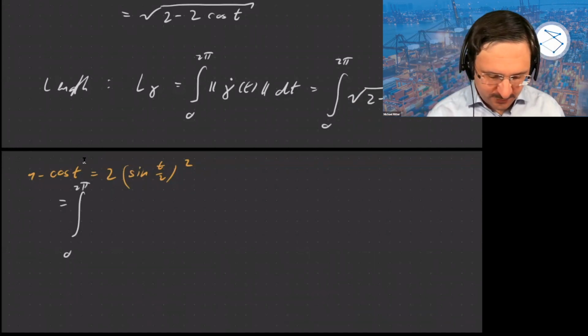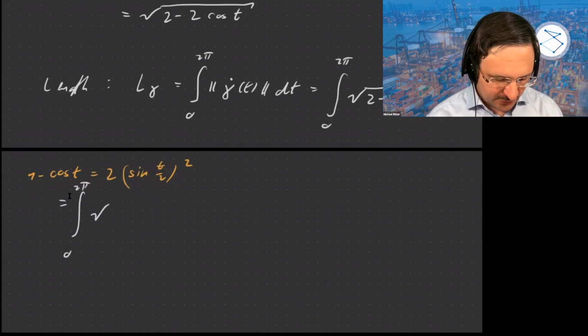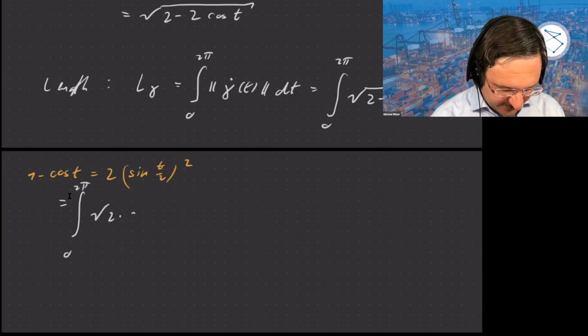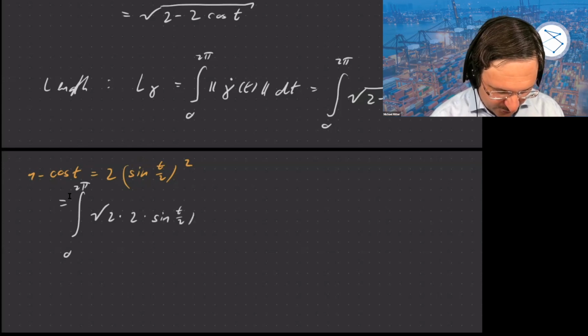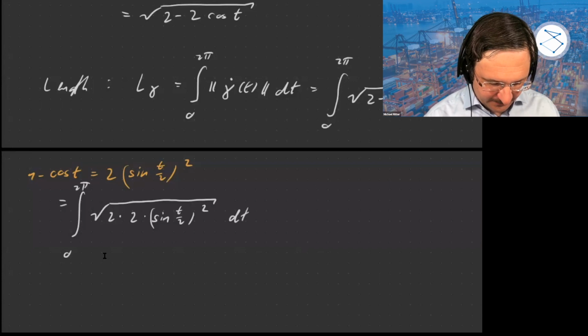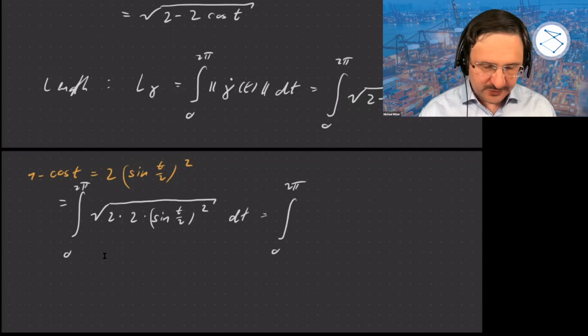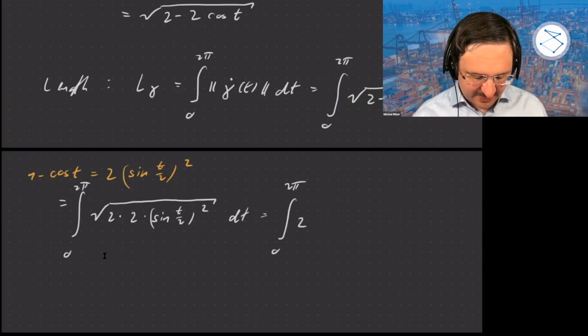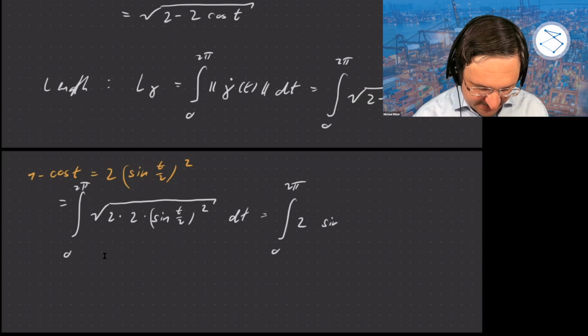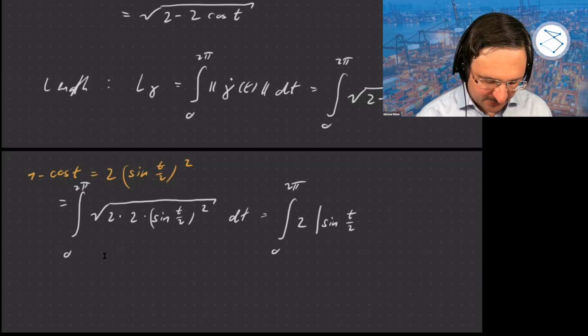So integrating from 0 to 2 pi, we have the square root of 2 times the sine of t over 2, squared, dt. So now we can get rid of that square root. The square root of 2 times 2 is 2, obviously. And the square root of sine t over 2 squared is sine t over 2. And just to be sure, we need to take the absolute value here.